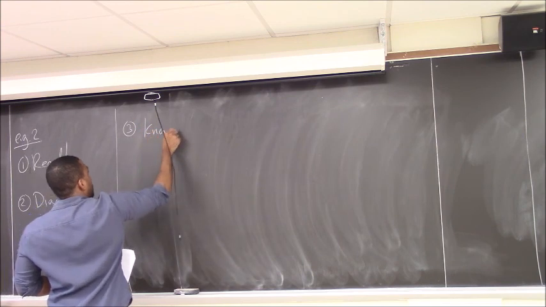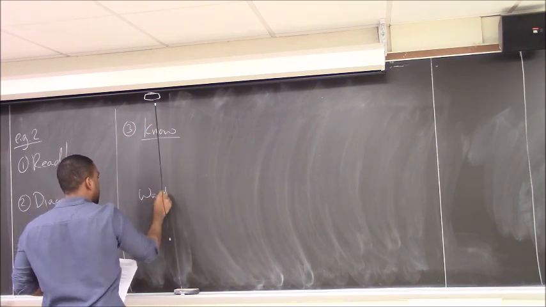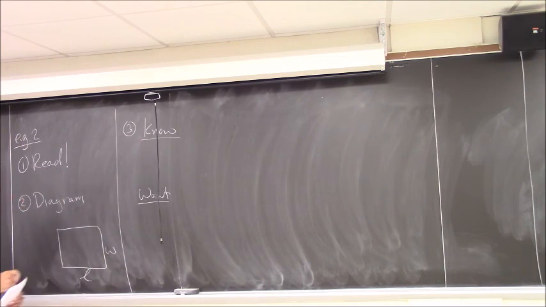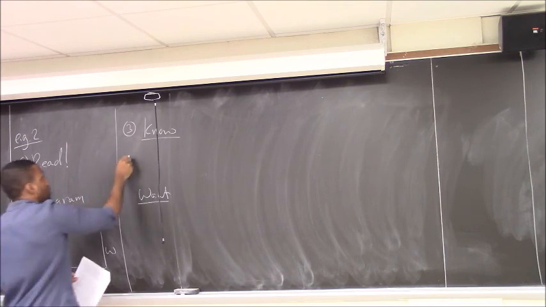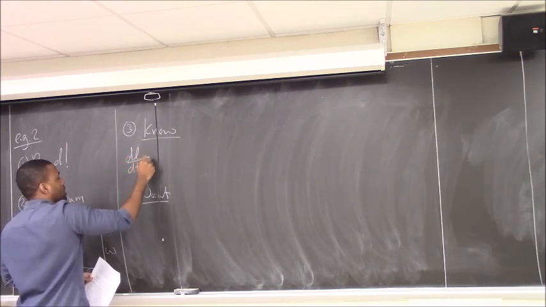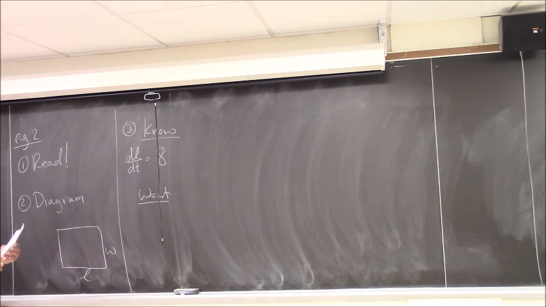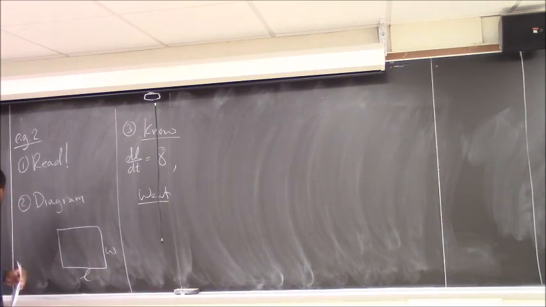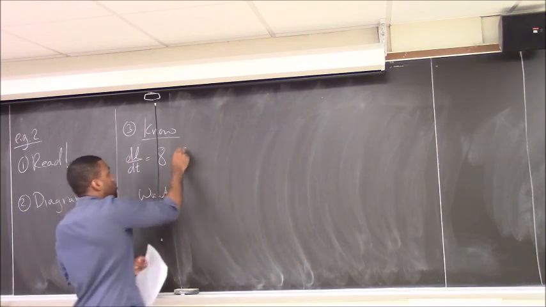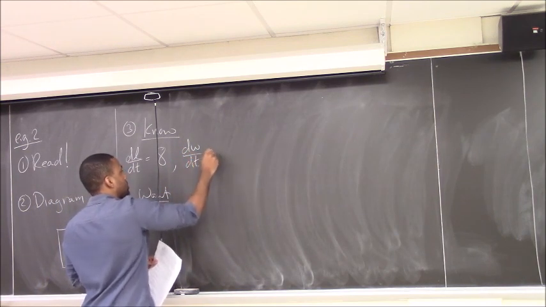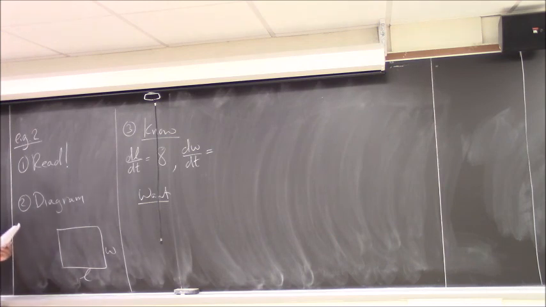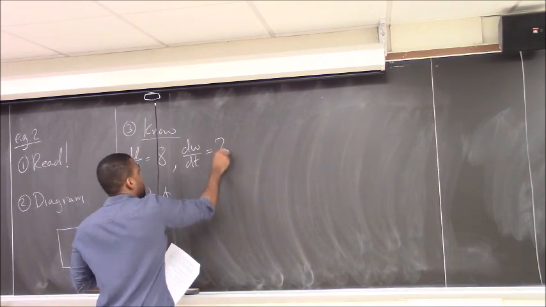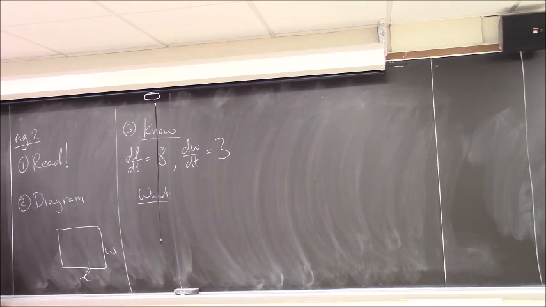What do we know and what do we want? We know dL/dt equals 8. We know the rate of change of the length is 8. It's positive 8 because we are told it's increasing. If they told us it was decreasing, I would have put a negative 8. What else do we know? dW/dt, we know how the width is changing, so this is going to be 3. And again, it's increasing, so that's a positive number.